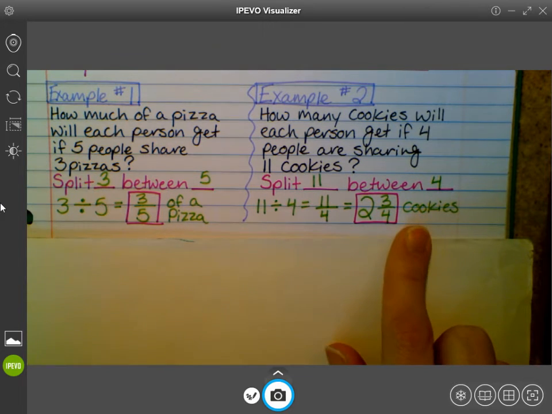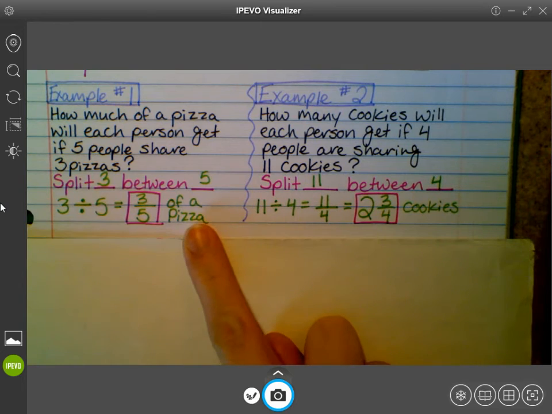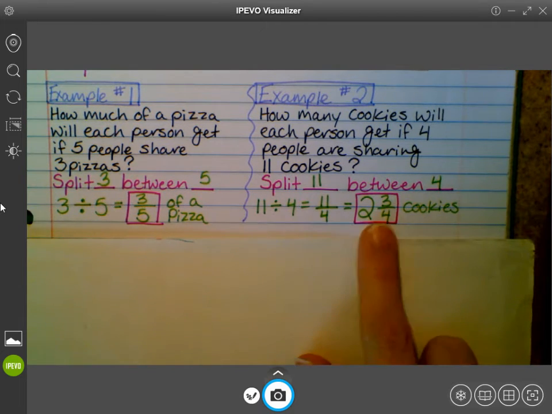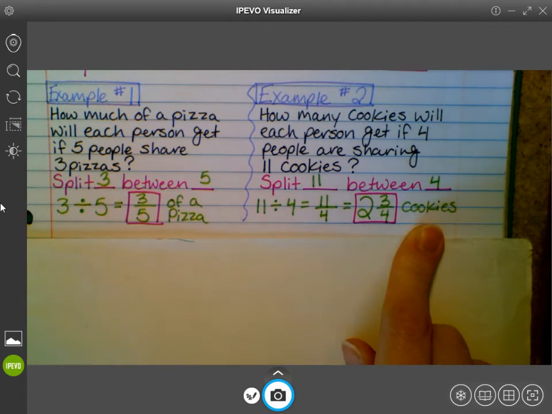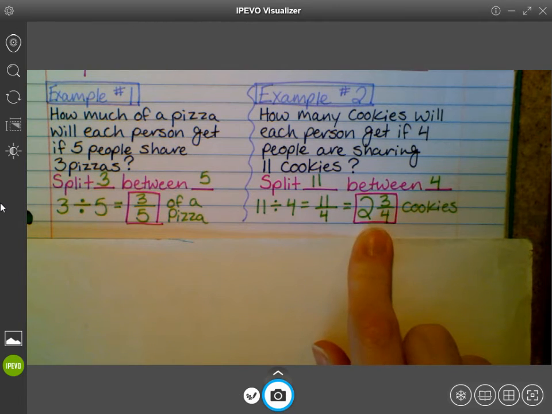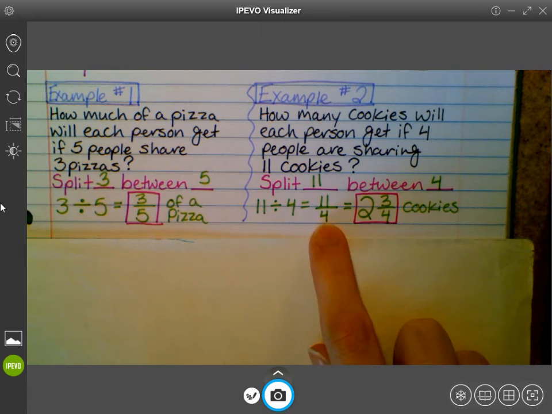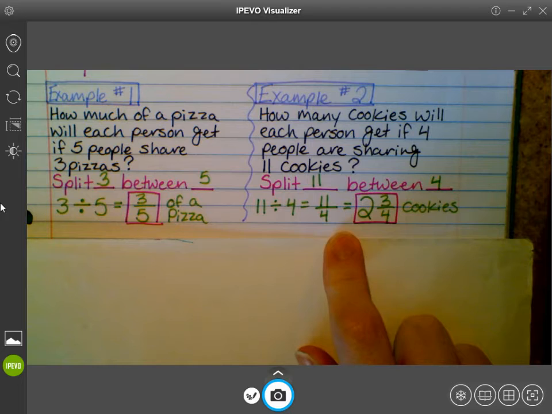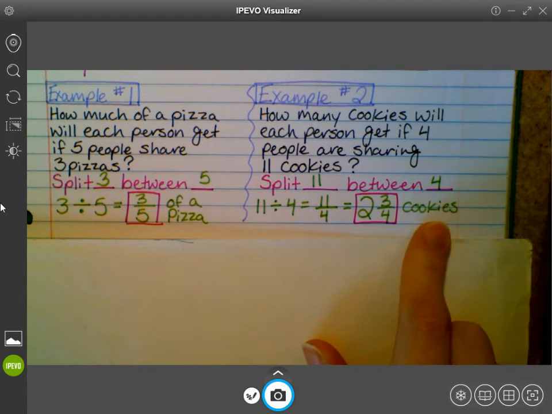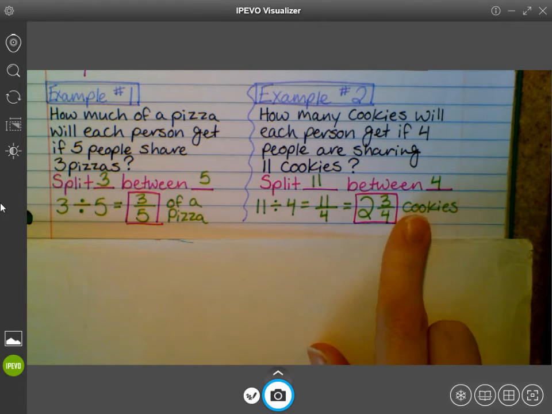Who can raise their hand and explain to me, why did we put "of a pizza" for example 1, but we didn't put "of a cookie" for example number 2? Why? Elena? Because the cookie is not less than 1 cookie. Awesome. So our number, 11/4, is larger than the whole number 1, because the whole number 1 with this fraction would be 4/4. So since it is larger than 1, it's more than 1 cookie. So we would put cookies.